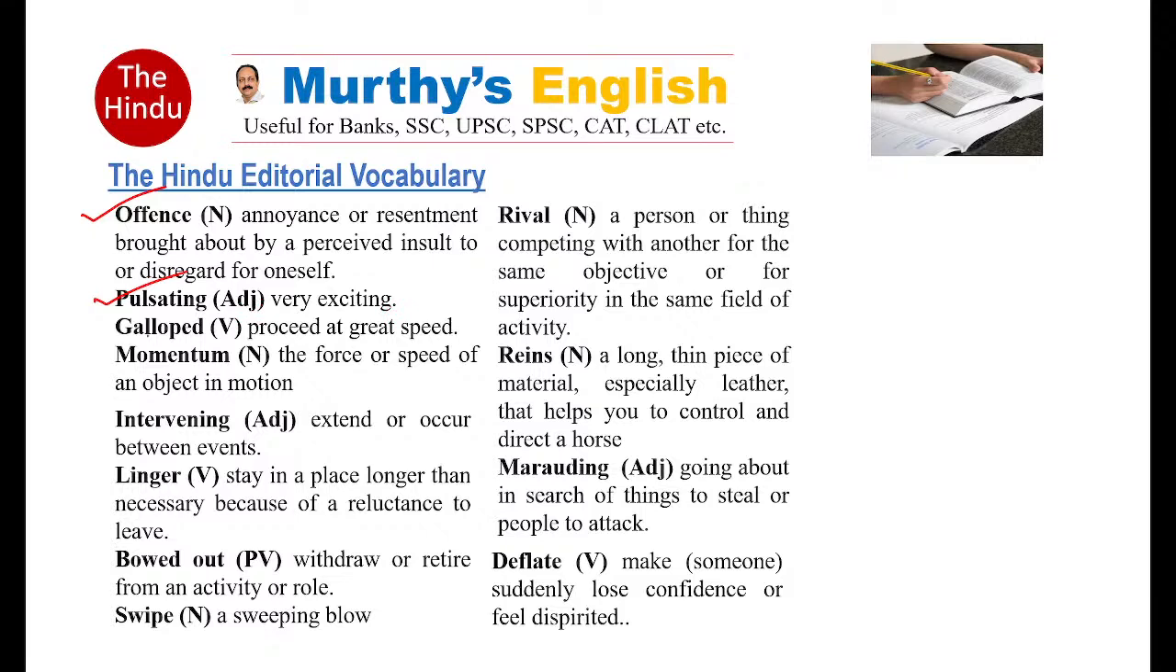This is also an important word. Galloping, usually it goes with horses, but here proceed at great speed. For horses we use the word galloping, and in this context, proceed at great speed. Momentum, part of speech noun, the force or speed of an object in motion, that is known as momentum. Intervening has two or three meanings, but in this context, part of speech adjective, extend or occur between events. Between two events, something happens or gets extended, that is known as intervening period.